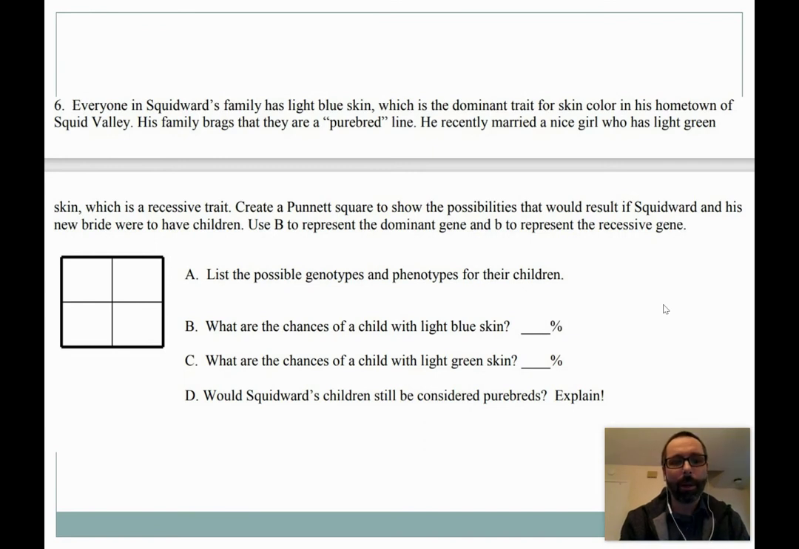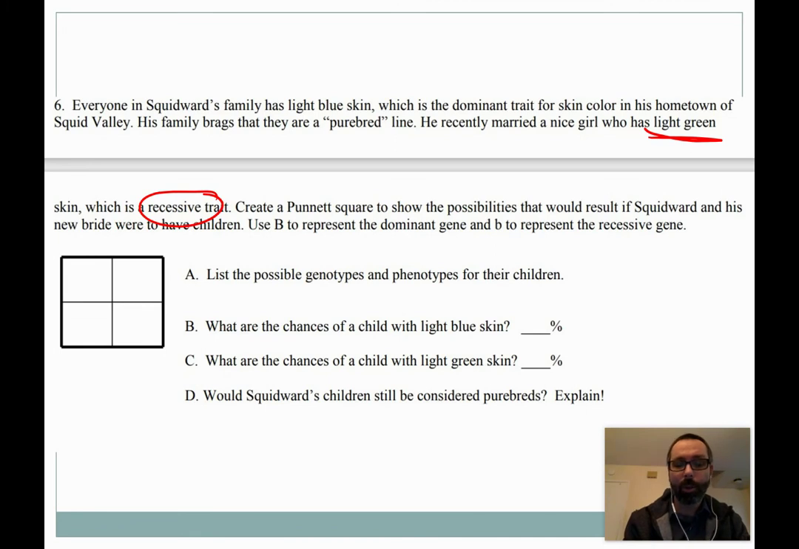Now, these questions are getting a little more complicated, and it's giving a little more story about it. It says everyone in Squidward's family has light blue skin, which is the dominant skin color in his hometown of Squid Valley. His family brags that they are purebred, and if you remember from before, purebred is another way of saying homozygous, right? Basically saying that they're pure with light blue skin. But Squidward meets a nice girl who has green skin, which is recessive, right?